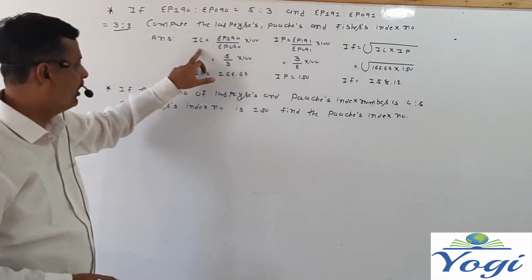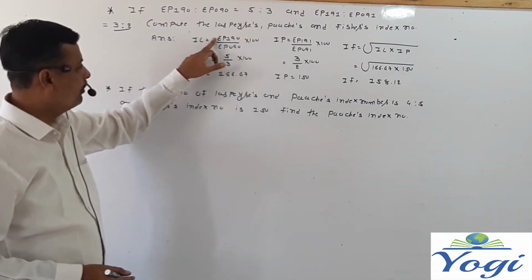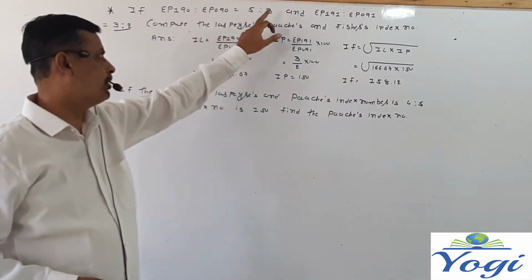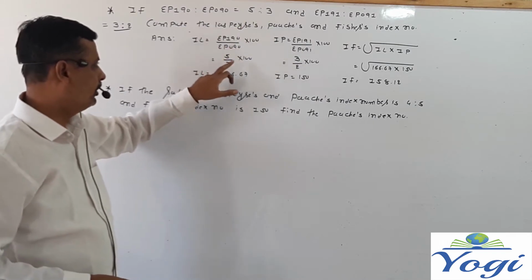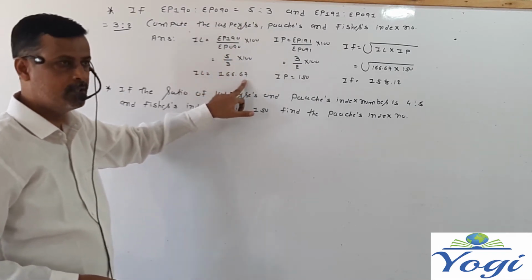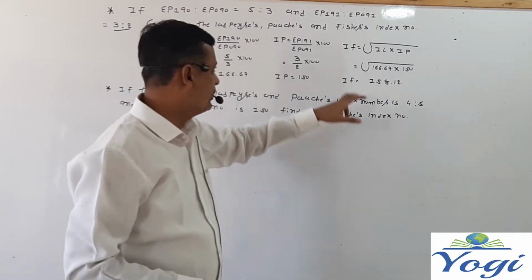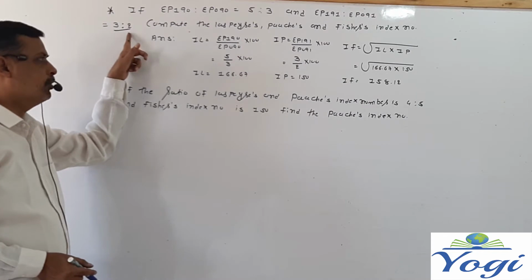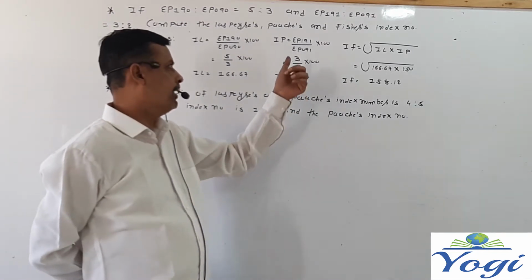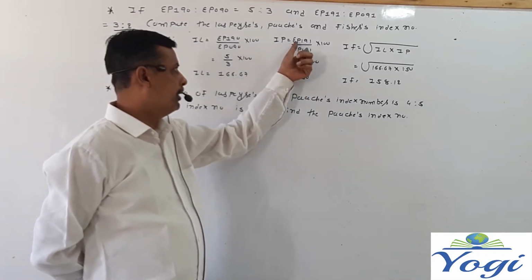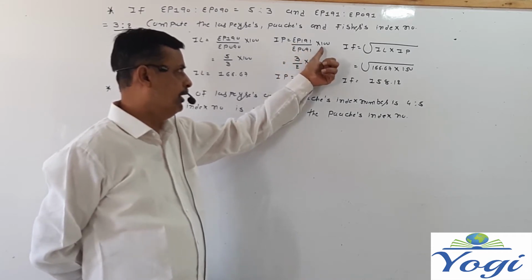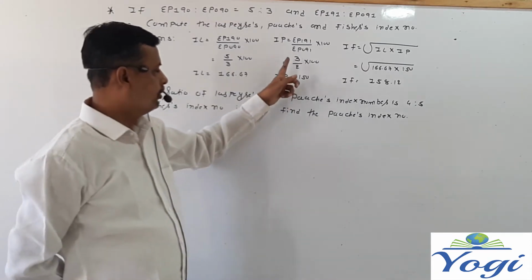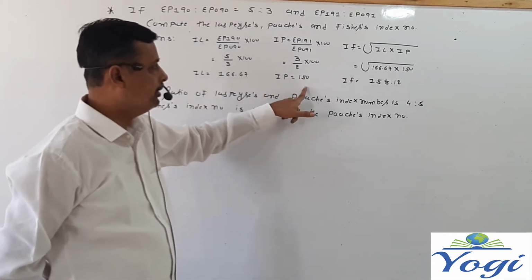So in this example, P1 Q0, P0 Q0 is given as 5 is to 3. It helps to find out Laspeyres index. Sigma P1 Q0 upon P0 Q0 into 100. So the ratio is 5 is to 3. So 5 upon 3 into 100, 166.67. Then sigma P1 Q1 to P0 Q1 is 3 is to 2. Paasche's index formula, sigma P1 Q1 upon P0 Q1 into 100. Here the ratio is 3 is to 2. So 3 upon 2 into 100, so 150.